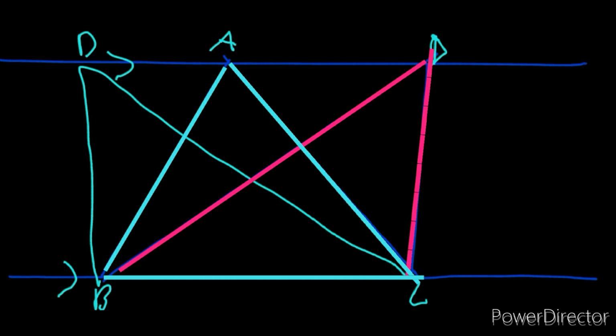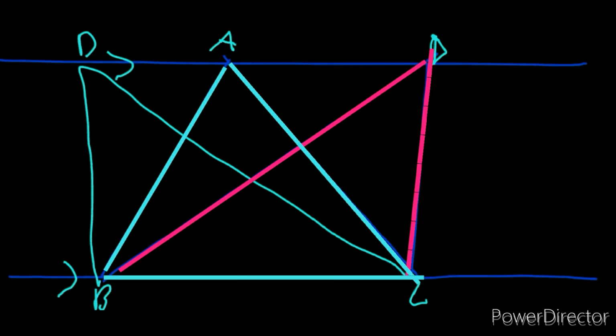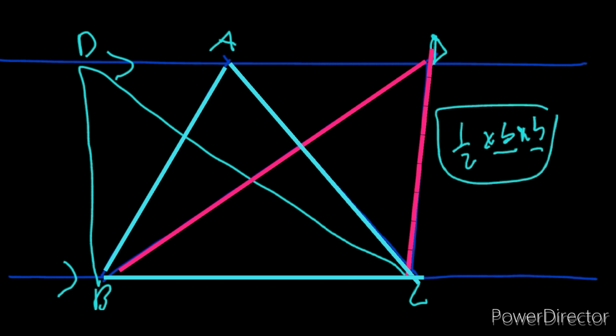Whenever triangles have got the same base and they are under parallel lines, they've got exactly the same area because they've got the same base and the same perpendicular height. All the areas are equal because the area of a triangle is half base times height. So notice that because these two are the same, the area has no choice but to be the same.